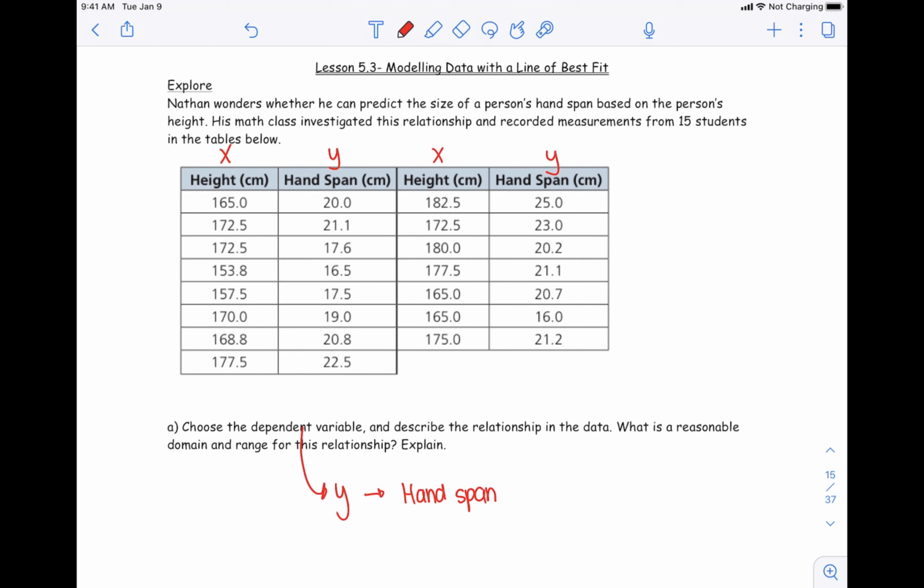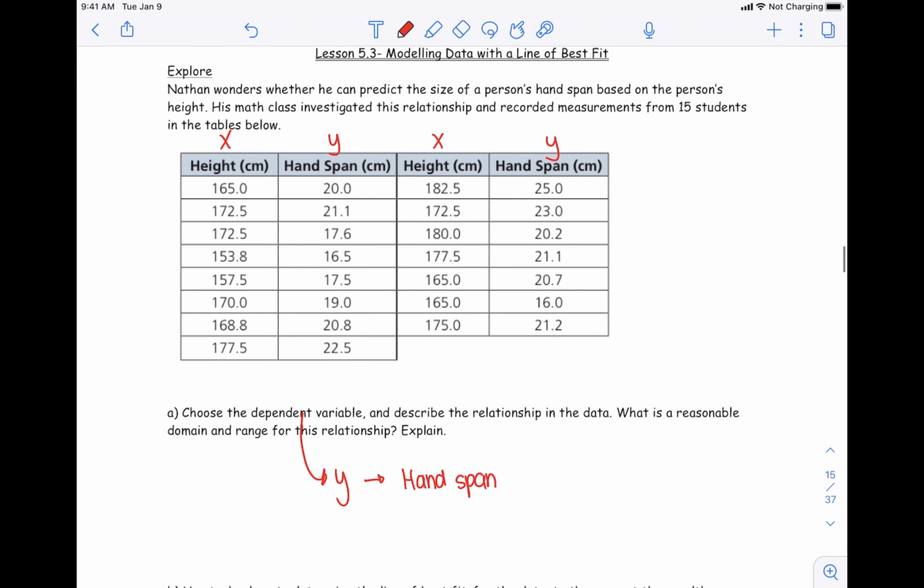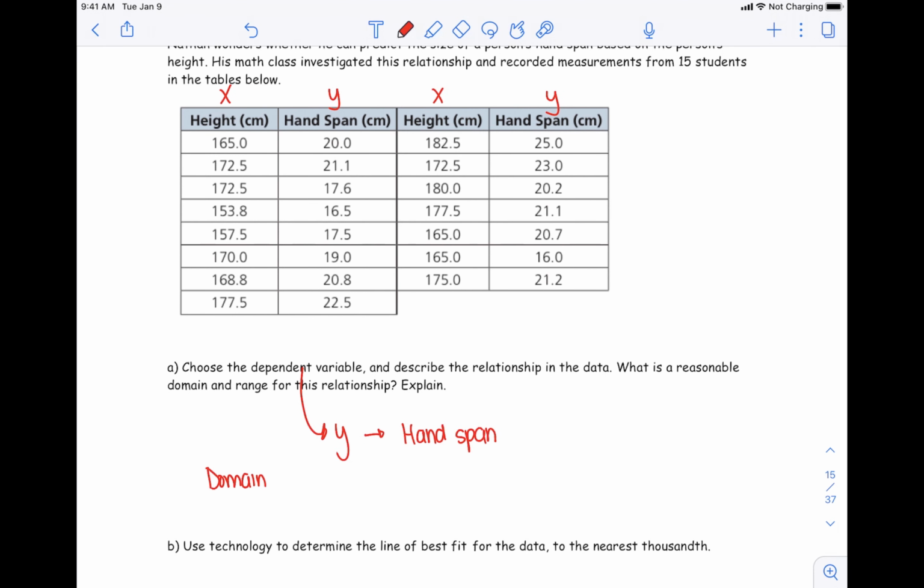What is a reasonable domain and range for this information? Let's talk about the domain first. So the domain is the x coordinates that are allowed. So we're going to put x such that, so we're saying what's a realistic minimum that's allowed and what's a realistic maximum allowed, where x is greater than or less than a certain value. So we're going to always have our inequalities opening to the right.